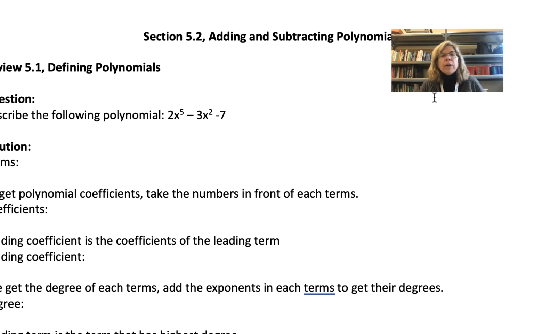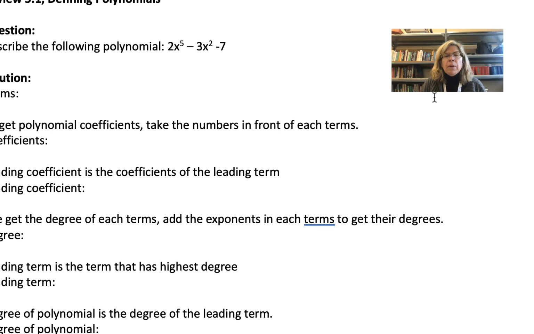So the first thing I have on the screen is the question, describe the following polynomial, 2x to the fifth minus 3x squared minus 7. So for the solution, describing that polynomial, we have a number of terms. How many terms is the polynomial? Well, it's got 2x to the fifth, which is a term, and minus 3x squared, which is a term, and minus 7, another term. So the total number of terms is 3.